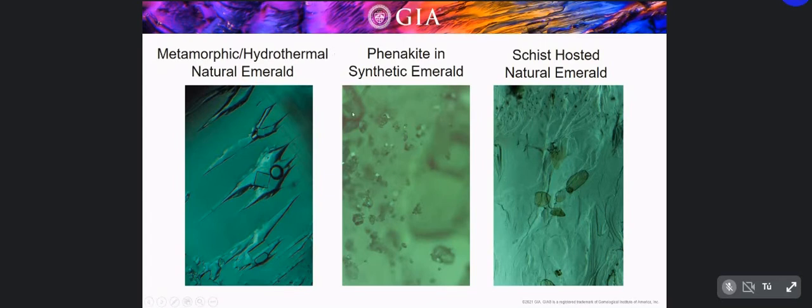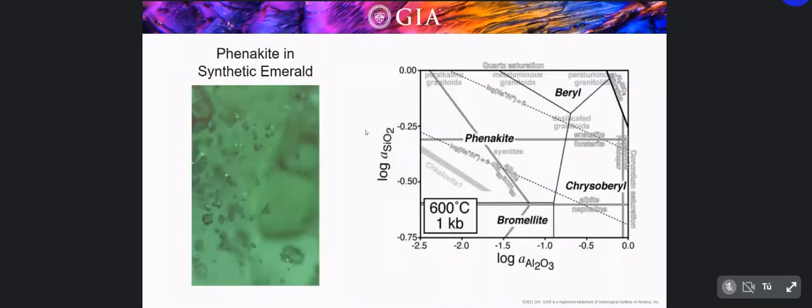Now, in a synthetic emerald, a hydrothermal synthetic emerald, you might see more of this mineral phenakite, which we don't ever really see as an inclusion in natural emeralds. And if we start to think about the thermodynamic conditions of formation for emerald, for beryl and phenakite and chrysoberyl and all these other minerals, we can look at this diagram of log activity of alumina versus the activity of silica. And we see there's this boundary between beryl and phenakite. So if you were to form a beryl with phenakite inclusions, you would necessarily have to be constrained to exist along this line in activity space for activity of silica versus alumina.